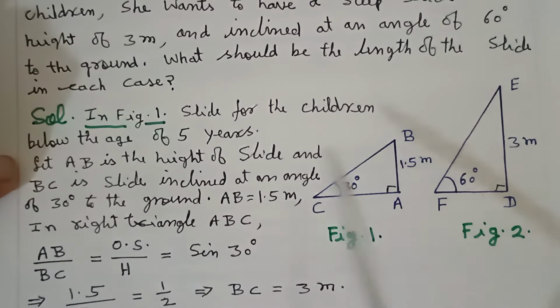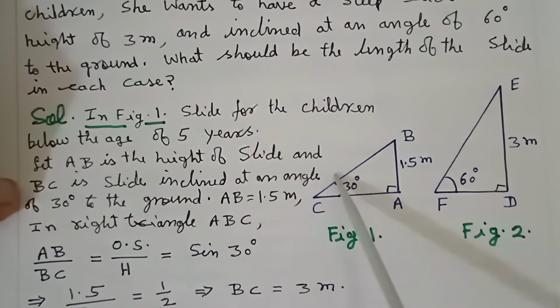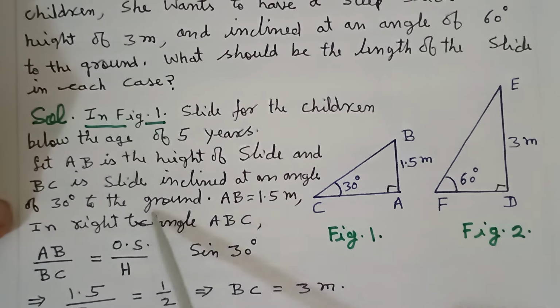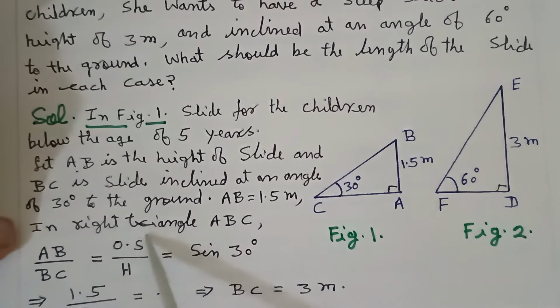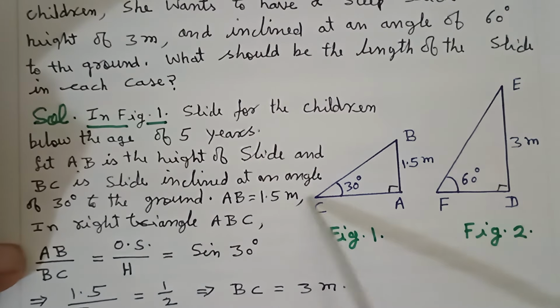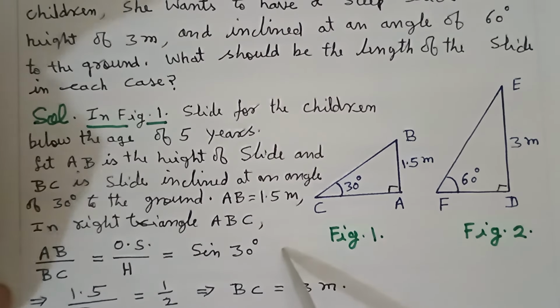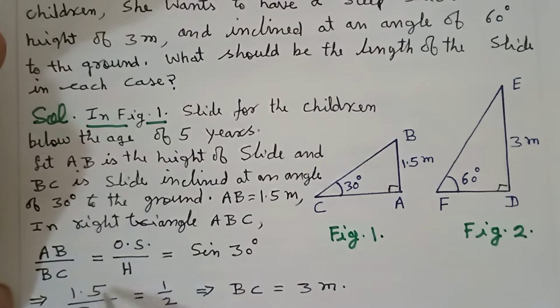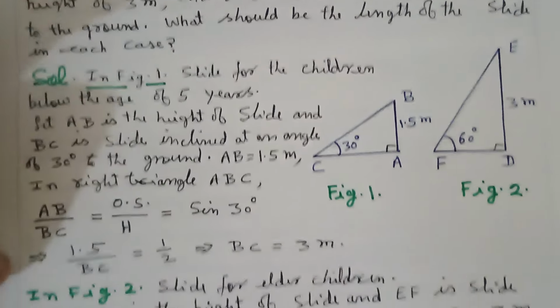Let AB is the height of the slide and BC is slide inclined at an angle of 30 degree to the ground. AB is equal to 1.5 meter. In right triangle ABC, AB upon BC is equal to opposite side upon hypotenuse is equal to sin 30 degree. AB की वैल्यू रख दी, 1.5 upon BC is equal to half, because sin 30 degree की वैल्यू होती है half. So this implies BC is equal to 3 meter.